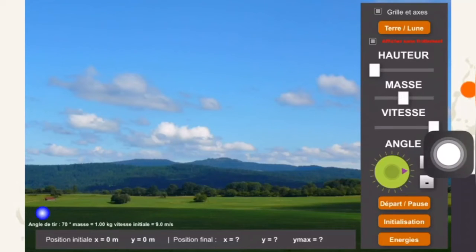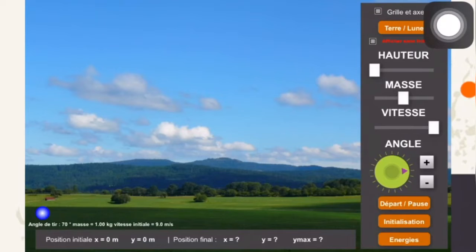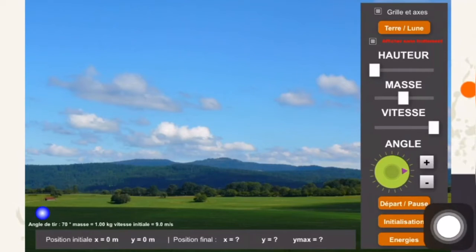I have an application installed on my device, which you can also download on your device, for example the iOS device or Android device from App Store or Play Store, by searching on the search bar the projectile.